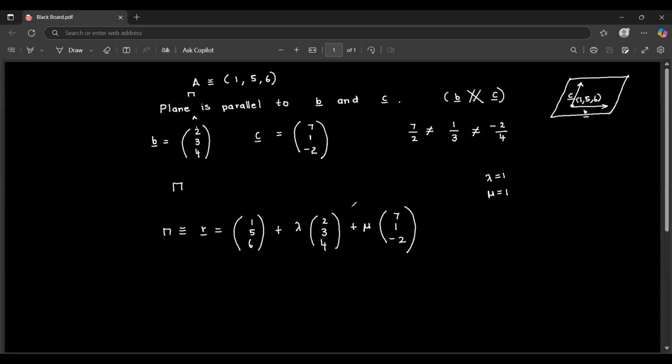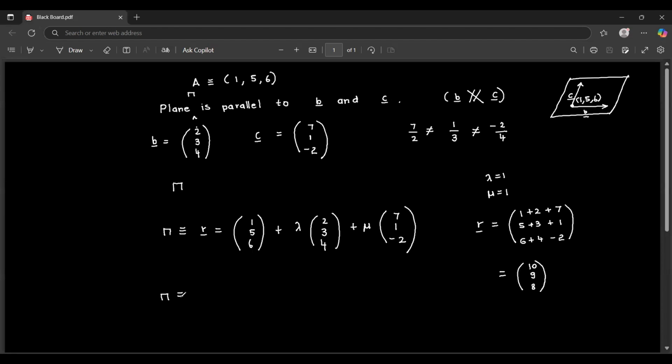So by using this equation, you can give a parametric value to the equation and come up with a position vector of a point on this plane. So if lambda is equal to 1, mu is equal to 1, r will be equal to 1 plus 2 plus 7, 5 plus 3 plus 1, and 6 plus 4 minus 2. And this will give us (10, 9, 8). So (10, 9, 8) is a point on the plane.